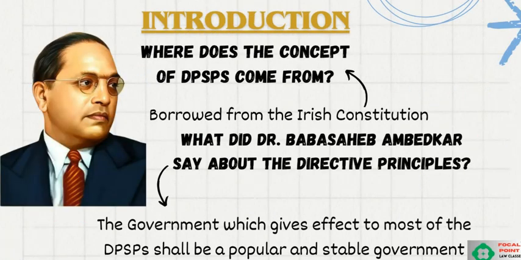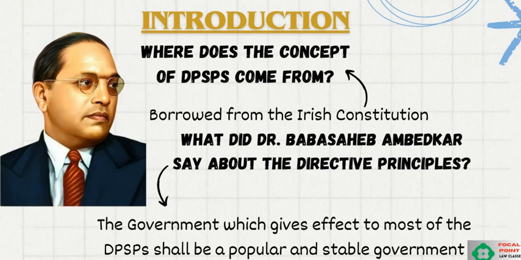The directive principles of state policy are the objectives to be achieved by the government. The concept of the DPSPs or the directive principles has been borrowed from the Irish Constitution. There is nothing similar to the DPSPs in the American Constitution. Therefore, DPSPs or the directive principles is one of the unique features of the Constitution of India.